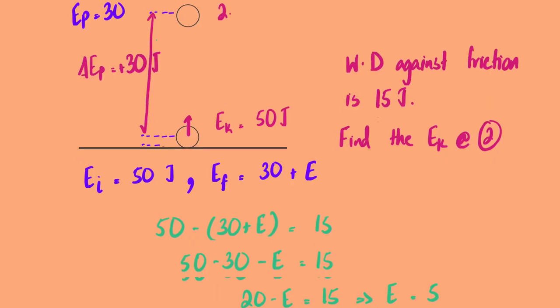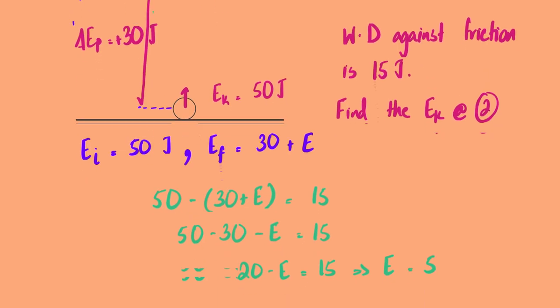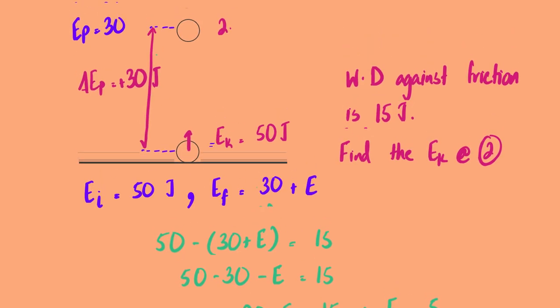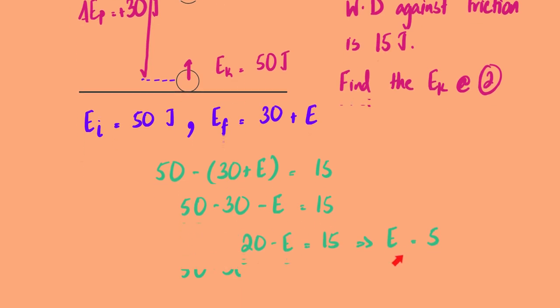But the idea here was that at this point it also has some kinetic energy, right? So you can also think of it this way, and this is ultimately a matter of preference, that the initial energy 50 minus the work done is the energy at this point. So the energy at this point must be 50 minus 15, which is 35. If 30 is coming from the potential, then the remaining 5 must be in the kinetic energy.